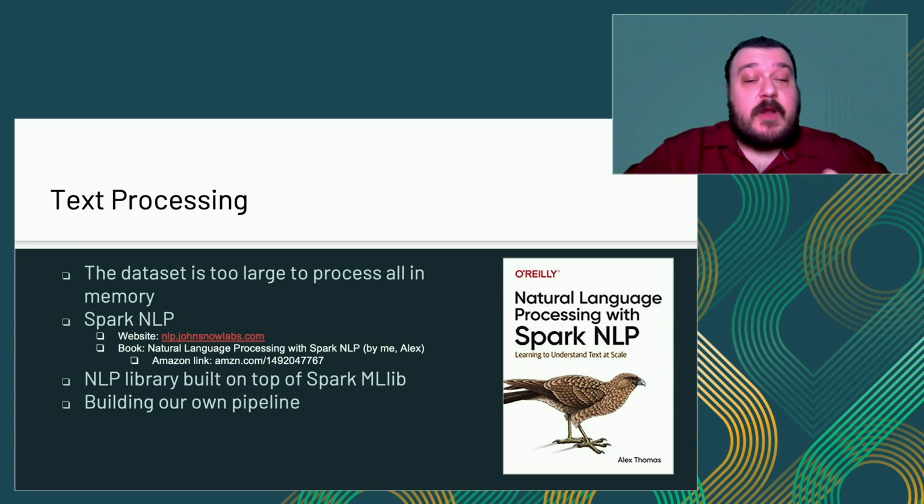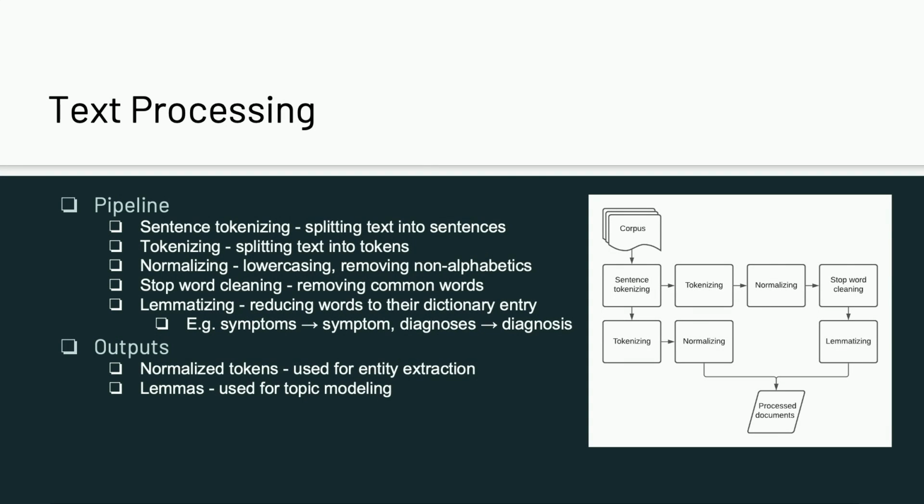So the Spark NLP library is built on top of Spark MLlib, and they have many pre-built models and pre-built pipelines. But in this situation, I used a custom pipeline because I had specific processing that I wanted to do. So let's take a look at the processing.